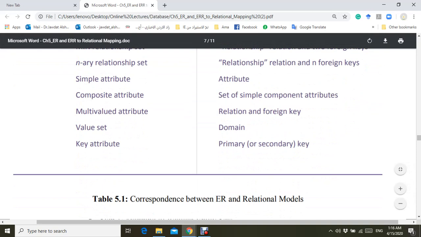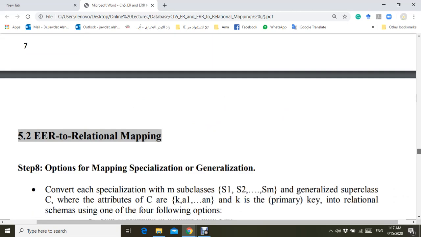The value set will become the domain, and the key attribute can be a primary or secondary key. So we may have more than one key in the ER diagram, and one of them should be the primary key, the others secondary. So this is how we map the ER diagram to a relational schema.